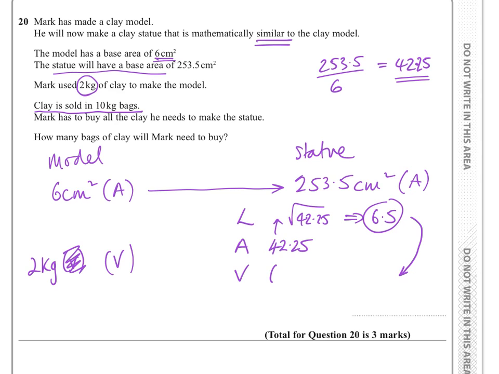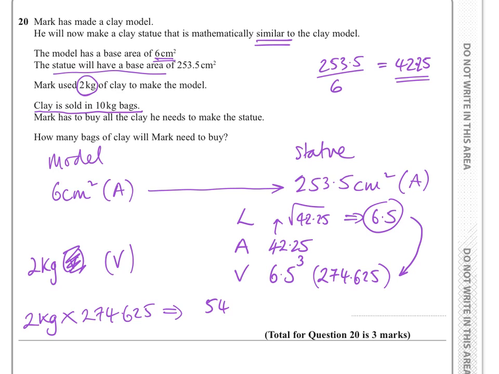So if we take this number here and we simply cube it, and we can do that on the calculator now, I get a volume scale factor of 274.625, which seems a lot, but it's absolutely fine. So we take our 2 kilograms and we just multiply it by 274.625. So we times that by 2, and we have 549.25, and that will be kilograms needed to do the statue.